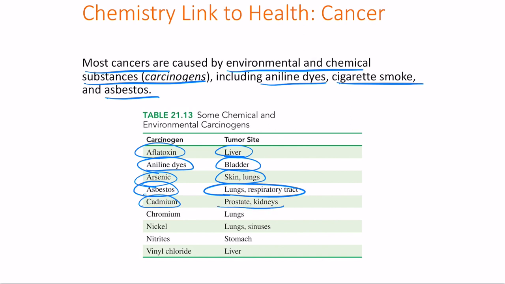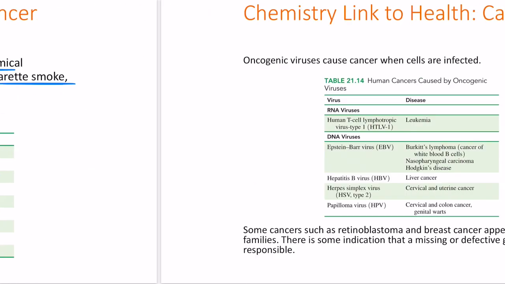Cadmium can cause prostate and kidney cancer. You have chromium that can cause lung cancer. Nickel can cause lung and sinus cancer. Nitrites can cause stomach cancer, and vinyl chloride can cause liver cancer. These are what we call carcinogenic substances.